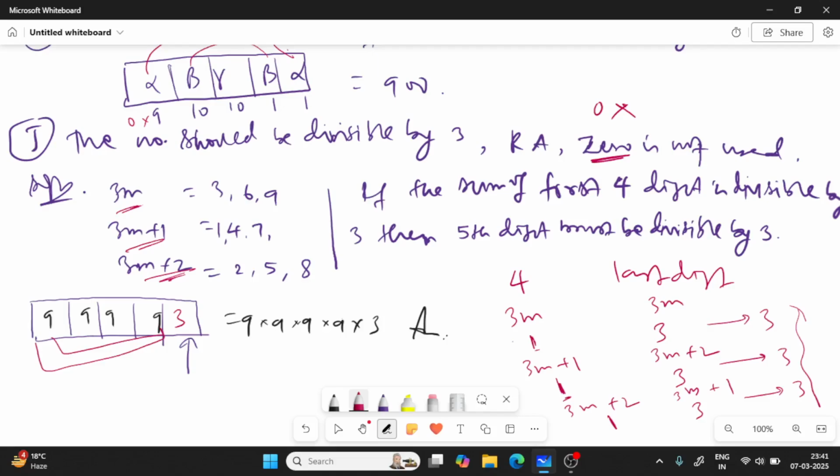So the total number of such numbers would be 9 into 9 into 9 into 9 into 3, and this is what we are getting. Okay, thank you.